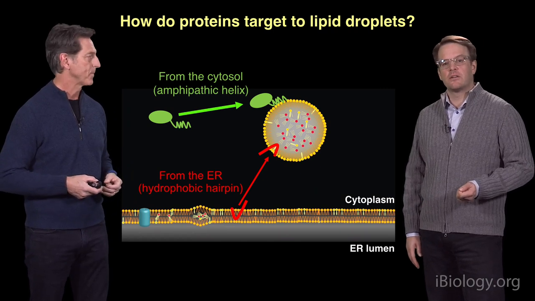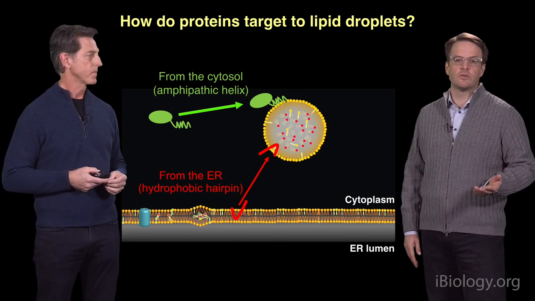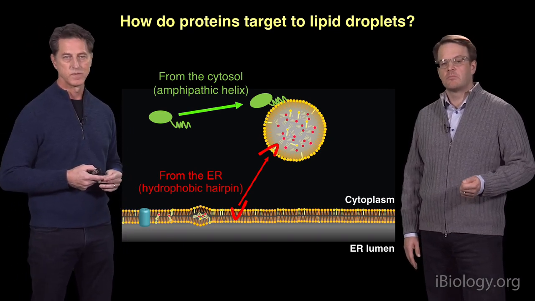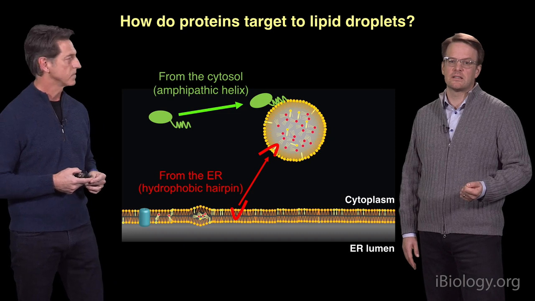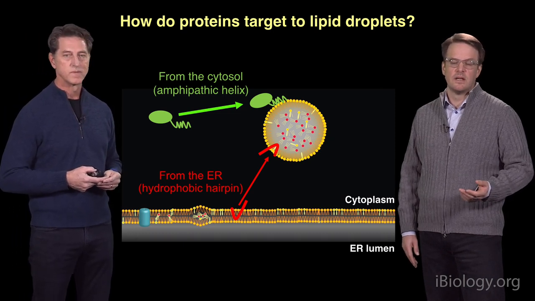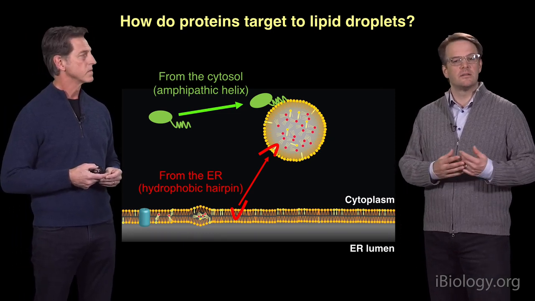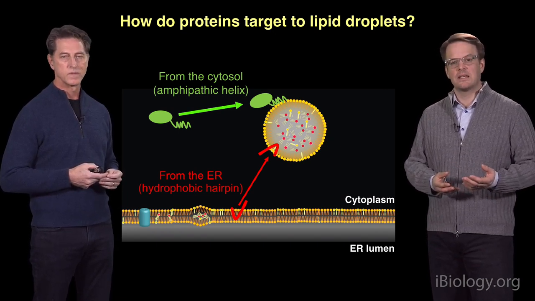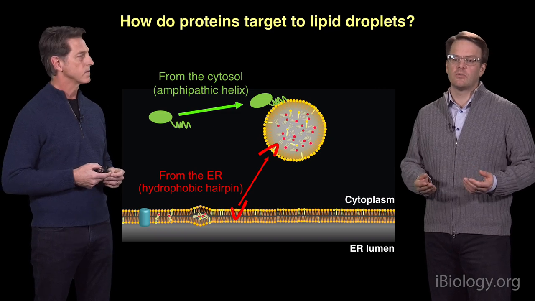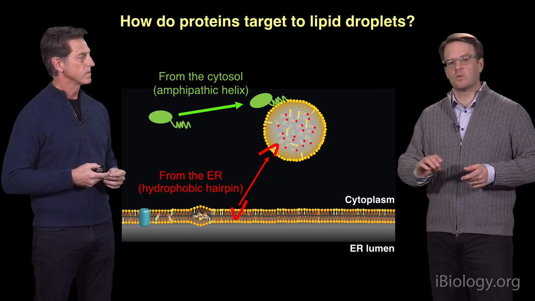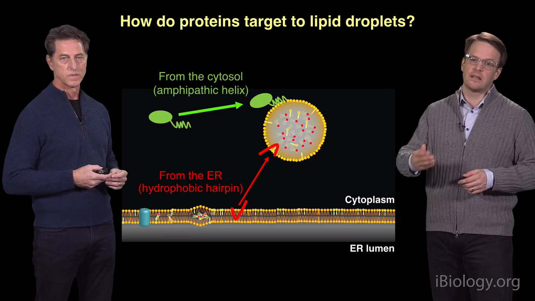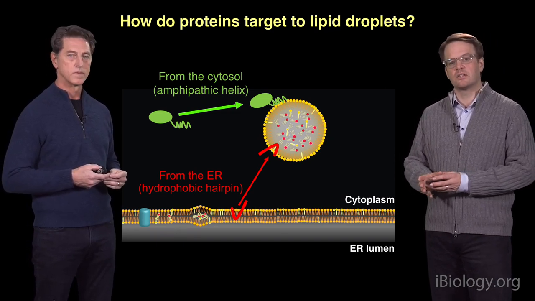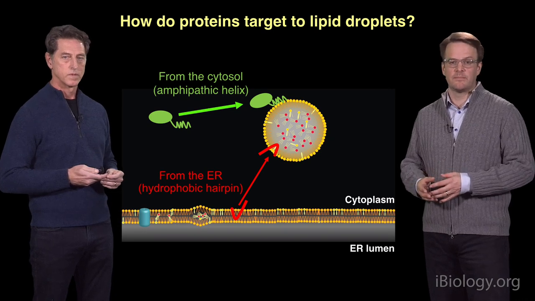So far, we know about two distinct pathways for how protein can reach the surface of a lipid droplet. In one pathway, proteins are initially translated on cytosolic ribosomes to generate intermediates that are possibly soluble. Those often have amphipathic helices or protein domains that can fold into a helix where one side of the helix is hydrophilic and the other one is hydrophobic. Those helices then can bind the surface of the lipid droplet directly.